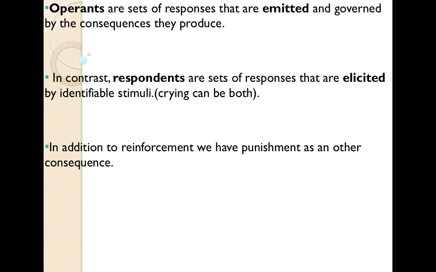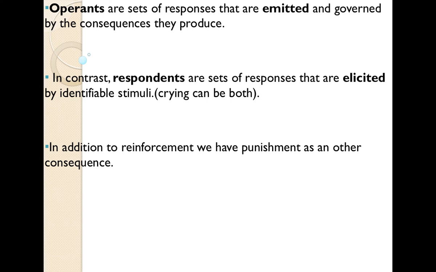And here is an example. Crying, for example, may be either a respondent or an operant. It is a respondent if it is elicited by the preceding stimulus, as a reaction to receiving hurt. If the child is hurt, he's going to cry. But in case the child cries so as to achieve a certain consequence, maybe to be played with or to be fed, in this case it is an operant. It's not a respondent, because the consequence that influences this behavior is not the preceding stimulus.